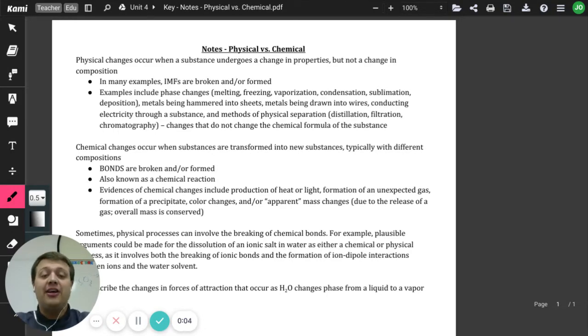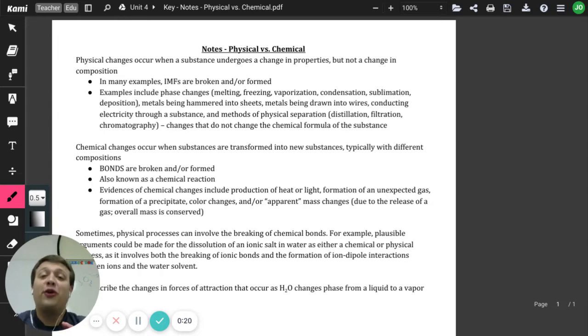Today we are going to be continuing our notes in bonding, in those chemical reactions. And so what we're going to be looking at is physical versus chemical. Now for this, you do need to make sure you've got your notes and something to write with, but otherwise you should be good and we can go ahead and get started.